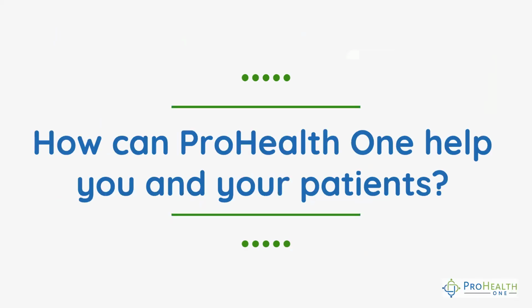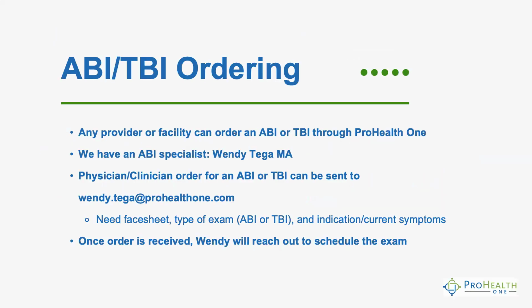So how can ProHealth One help you and your patients? Any provider or facility can order ABIs or TBIs through ProHealth One. It doesn't just have to be a patient with wounds. So primary care can order ABIs or TBIs. We have an ABI specialist, Wendy. She's great. All we would need is an order, and you can send that via email. We would need a face sheet, the type of exam that you're ordering, and any indication of current symptoms. And once the order is received, Wendy will reach out and schedule the exam.